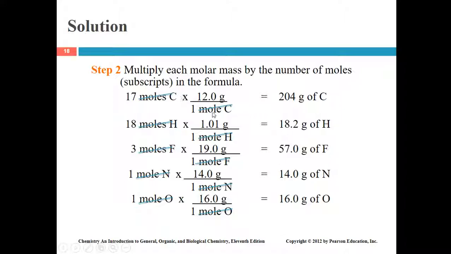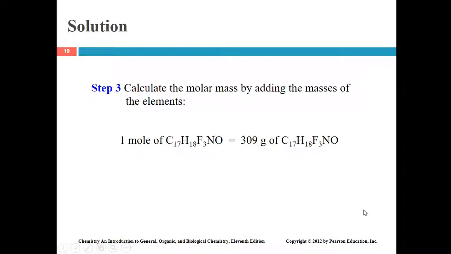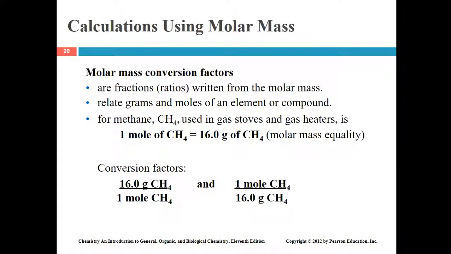So when we multiplied these with their molar masses, we get these. Then of course the next step is to add it all together. So when you do, you get 309 grams of our Prozac.